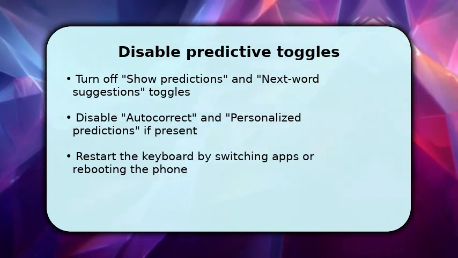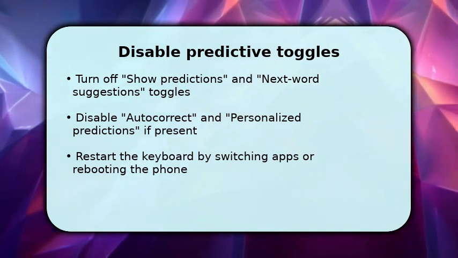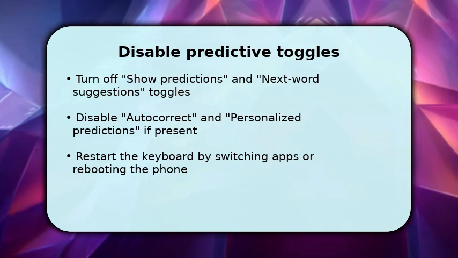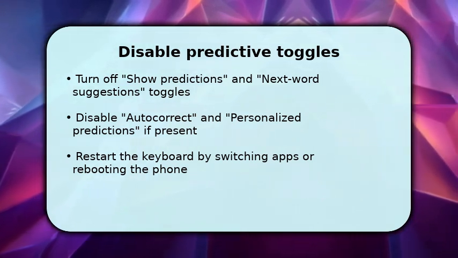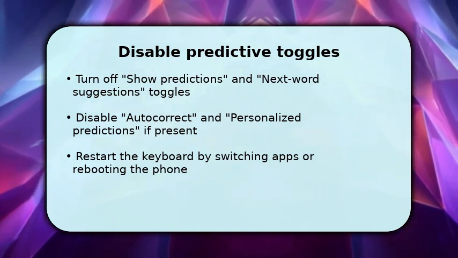Once toggled, close any app using the keyboard and reopen it to confirm changes. Sometimes the keyboard needs a quick restart to clear cached suggestions. Make sure to test in a messaging app, because that's where predictive behavior is most noticeable.